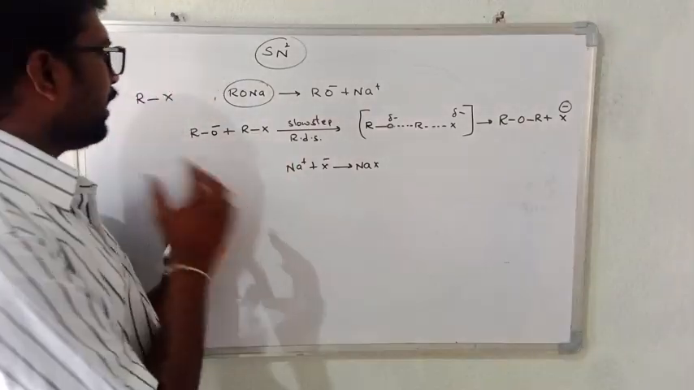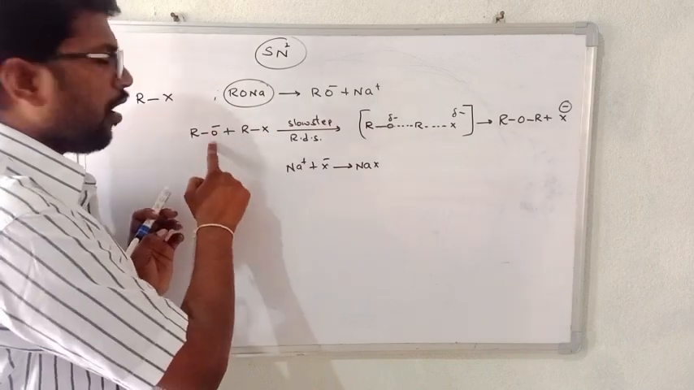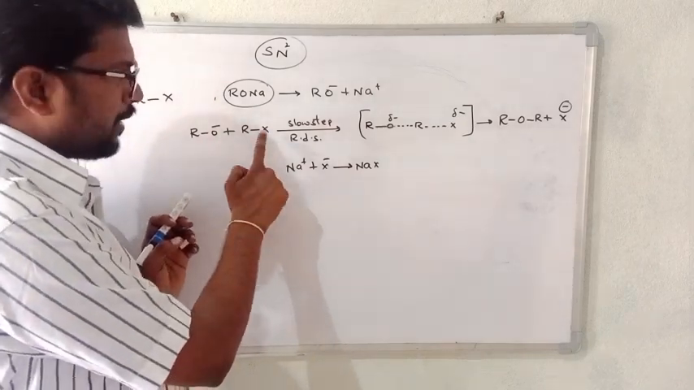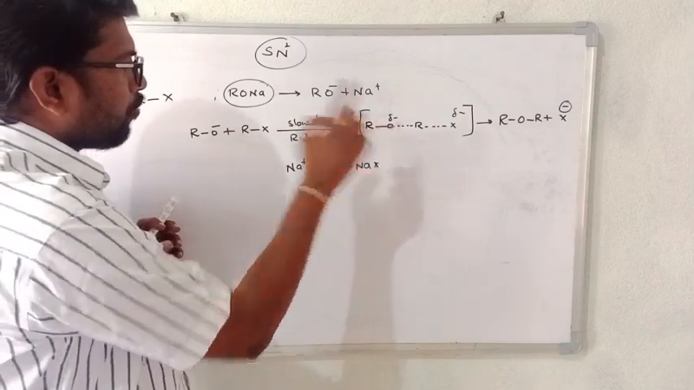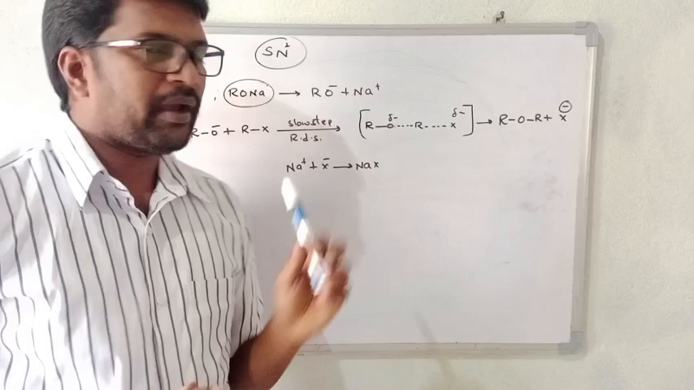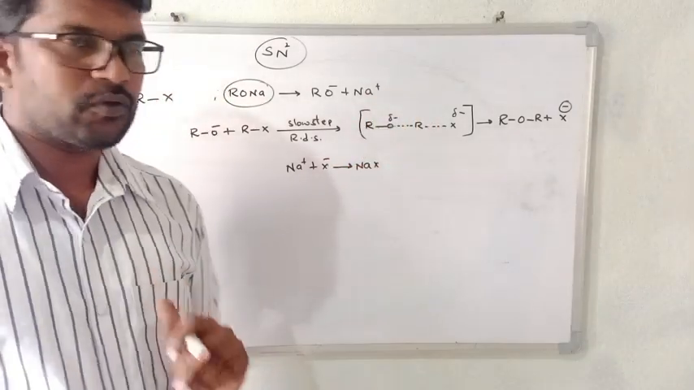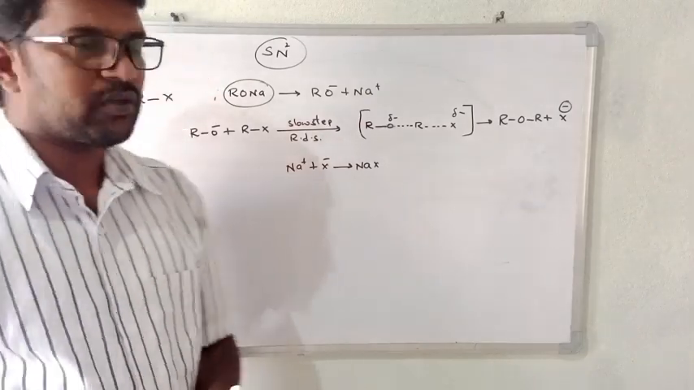In this reaction, in place of halide, the group substituted is alkoxide. In place of X minus, the RO minus group is substituted. So X minus is a nucleophile, and RO minus is also a nucleophile. So in place of a nucleophile, another nucleophile is substituted. That's why it is a nucleophilic substitution reaction.